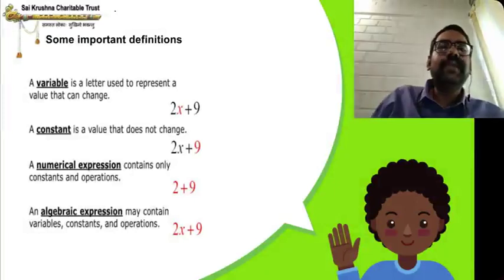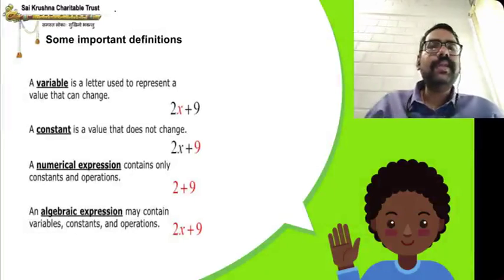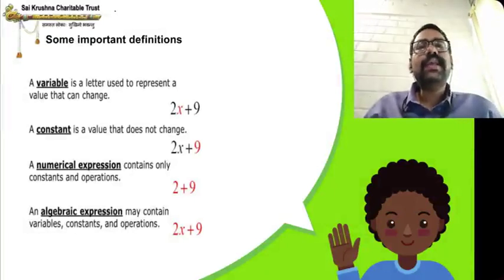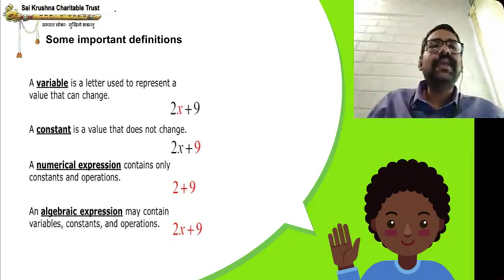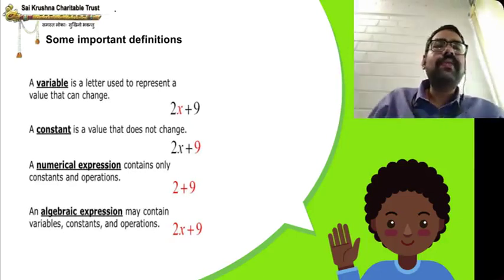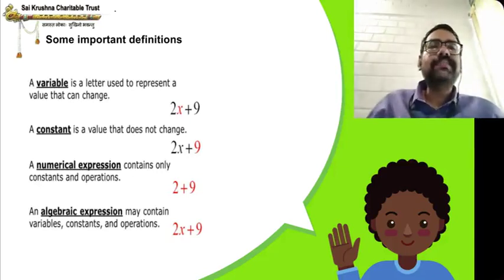Some important definitions are given. A variable is a letter used to represent a value that can change. In 2x plus 9, I have marked x in red. So x in red is a variable because you can assign any number of values for x. It keeps on changing. It is not constant.